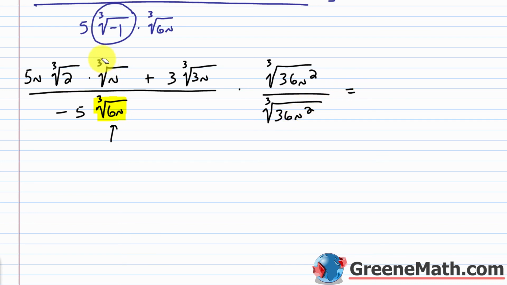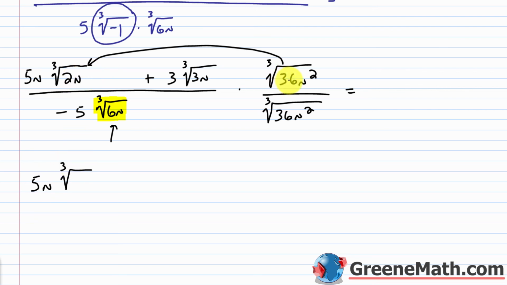Again, if I kind of combine this to make it a little easier, put this n underneath, then this would get multiplied by this. So you'd have 5n out in front, multiplied by the cube root of 2n times 36n squared. 36 times 2 is 72. N times n squared is n cubed. Then plus. This is going to multiply by this now. So you'd have 3 out in front. The cube root of 3n times the cube root of 36n squared. You would have the cube root. 3 times 36 is 108. N times n squared is n cubed.